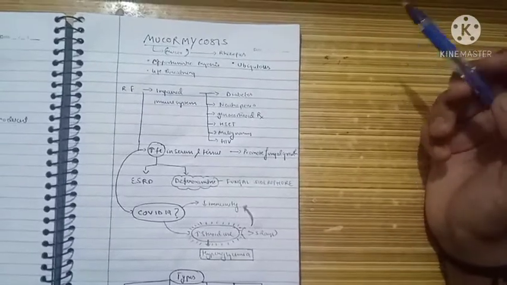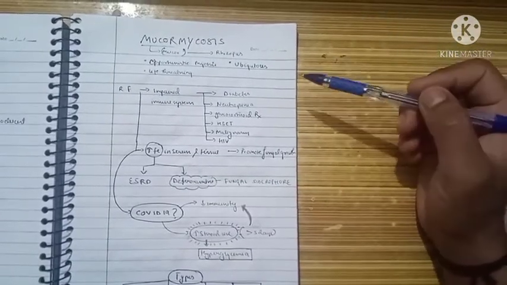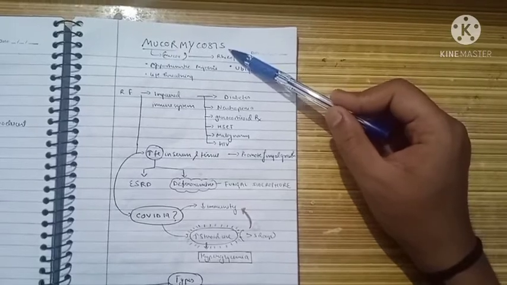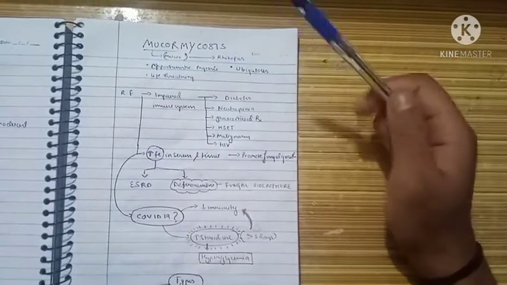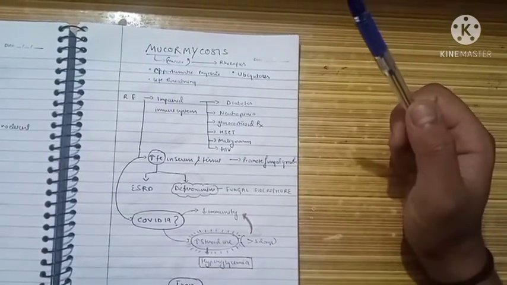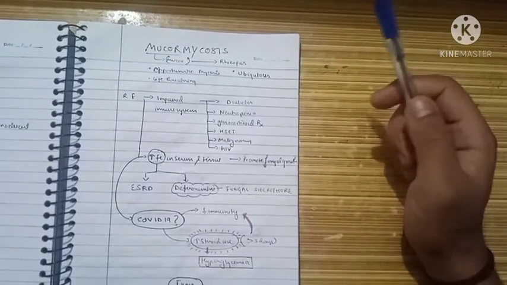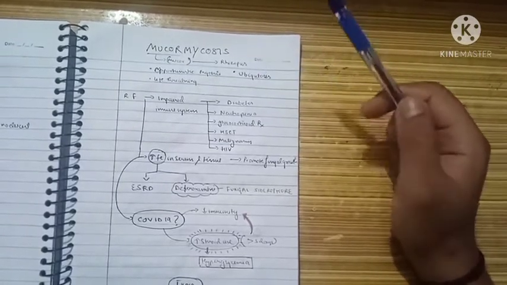Hello everyone. So in this video we are going to talk about mucormycosis. Mycosis refers to a fungal infection and Mucor is the family of fungus that is causing this disease. The most common of the fungus is Rhizopus.